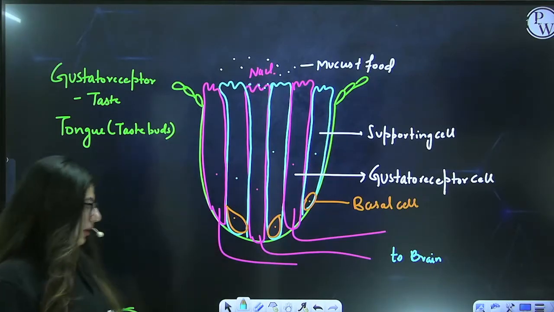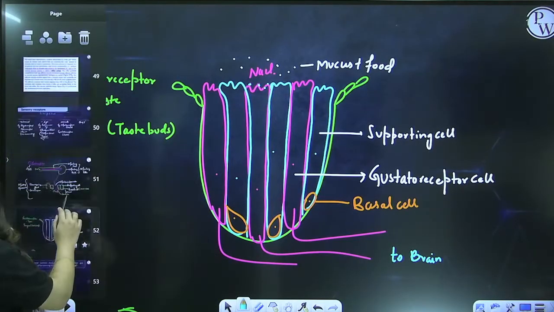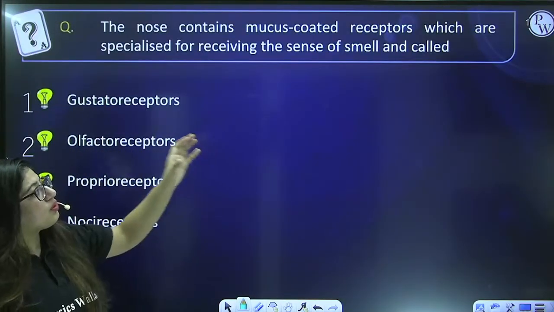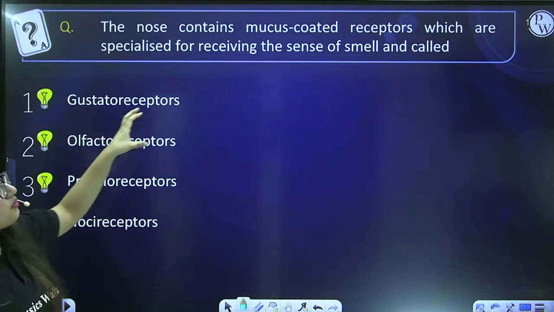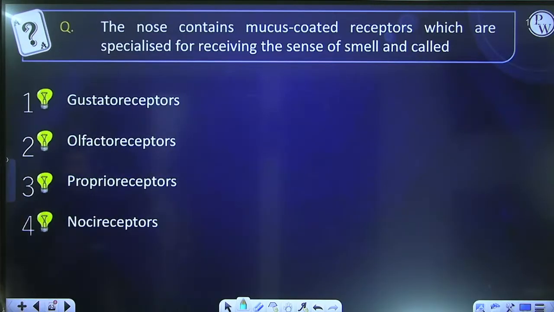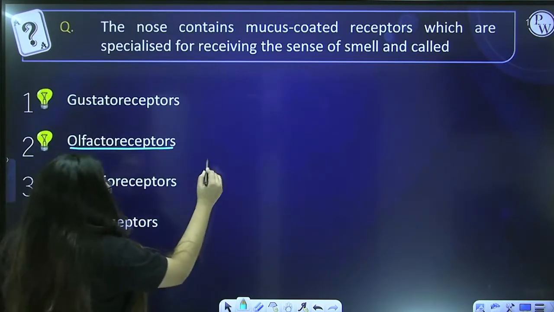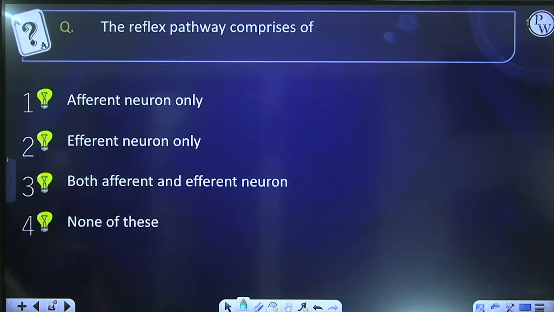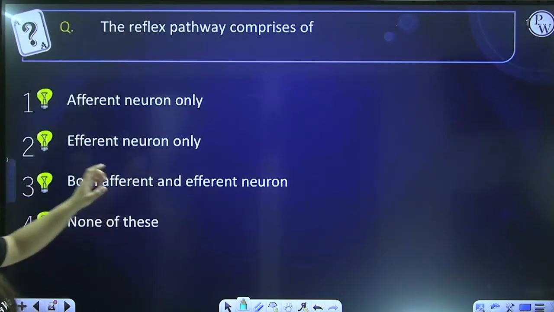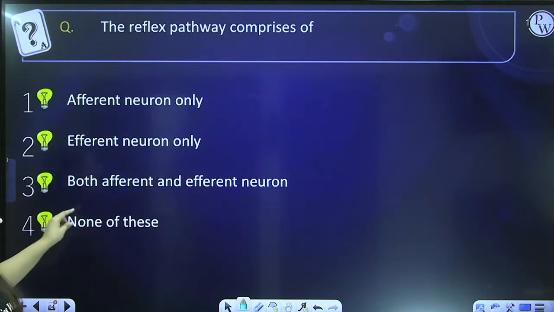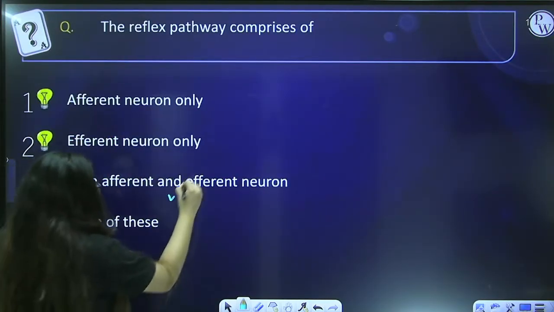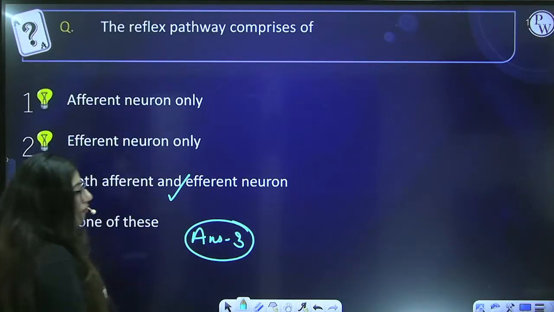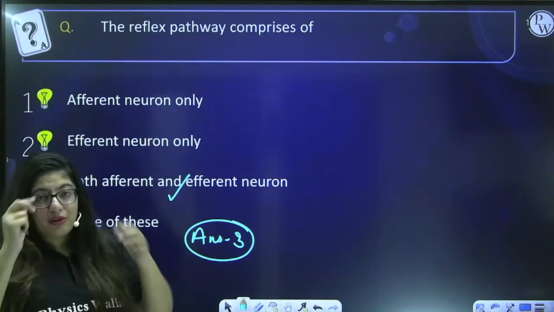Fine. Okay. Now let's talk about a question. The nose contains mucus-coated receptors which are specialized for receiving the sense of smell, are called olfactoreceptors. So answer is 2. Okay, next. The reflex pathway comprises of afferent neuron, both afferent and efferent. Answer is 2. Always there should be one sensory and one motor neuron.